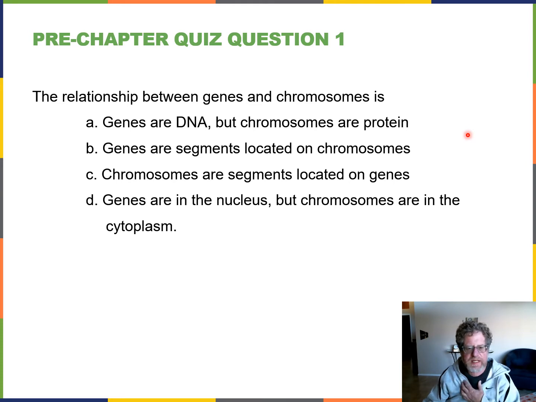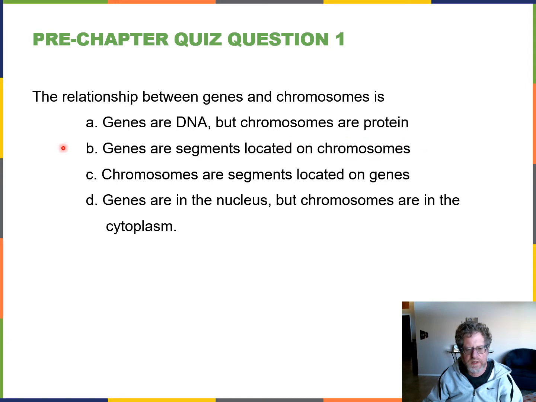So a few pre-chapter quiz questions to see where you're at. The relationship between genes and chromosomes is... okay, so the correct answer is that genes are segments located on the chromosomes.